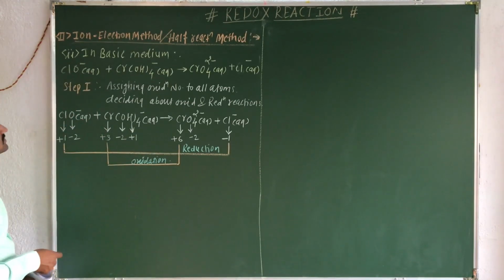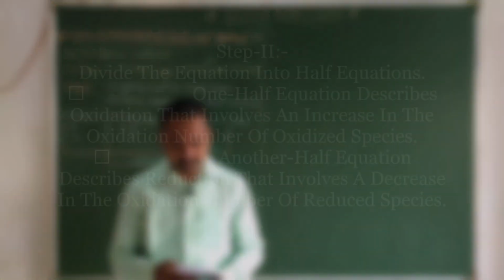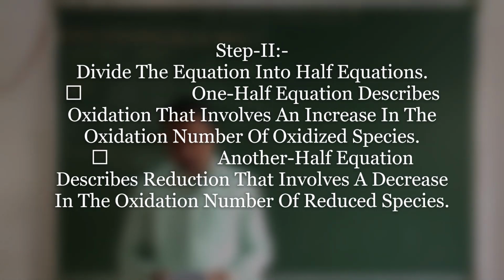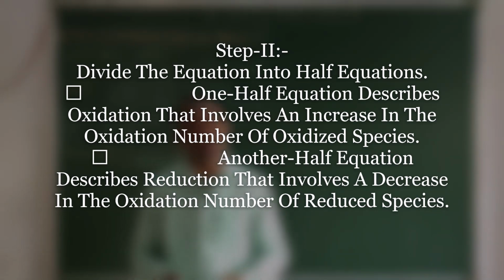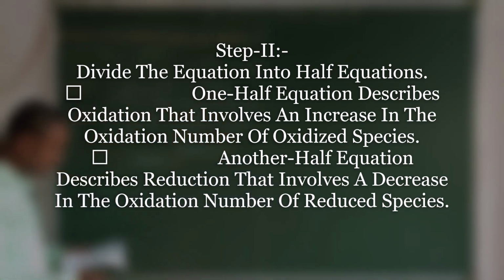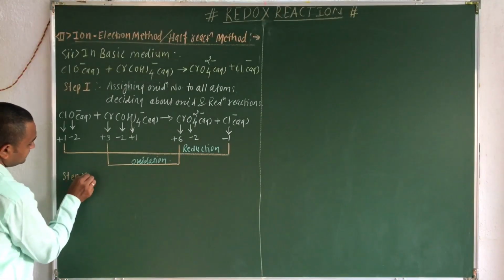Now let's go to step number two. Divide the equation into two half equations. One half equation describes the oxidation, which involves an increase in the oxidation number of the oxidized species, while the other half reaction describes the reduction, which involves a decrease in the oxidation number of the reduced species. So this is about step two.